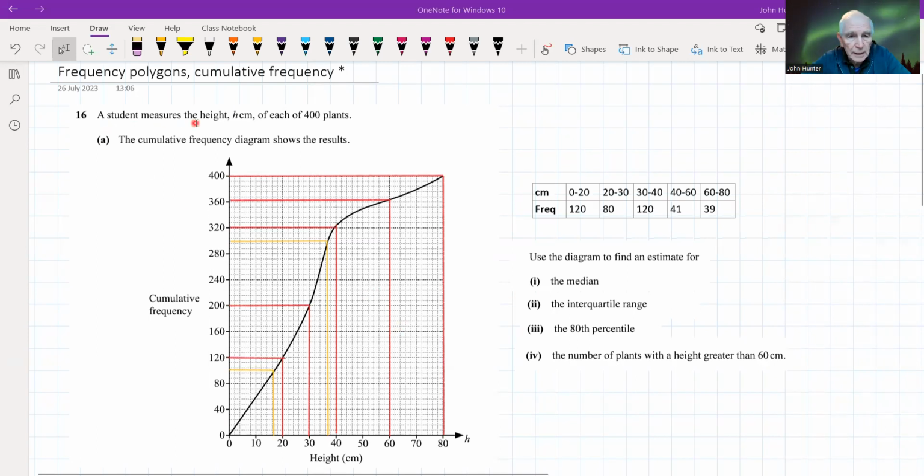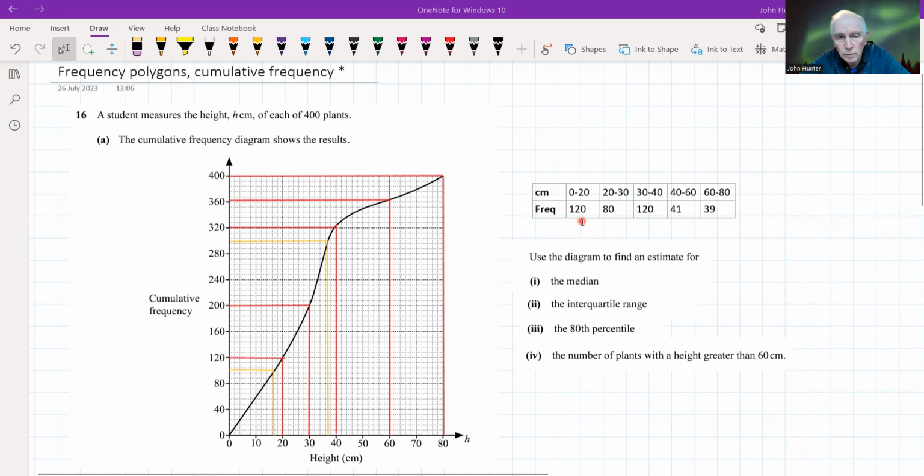A student measures the height, h centimeters, of each of 400 plants, and the cumulative frequency diagram shows the results. Now, this particular problem doesn't actually show us how we got to this frequency diagram. So I've tracked back a little bit and I've created these numbers. So let's suppose that these are the numbers that have given rise to this cumulative frequency diagram.